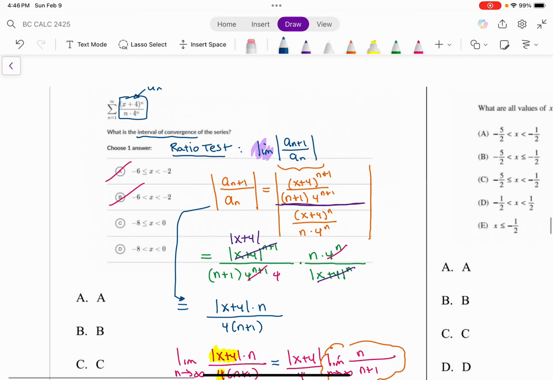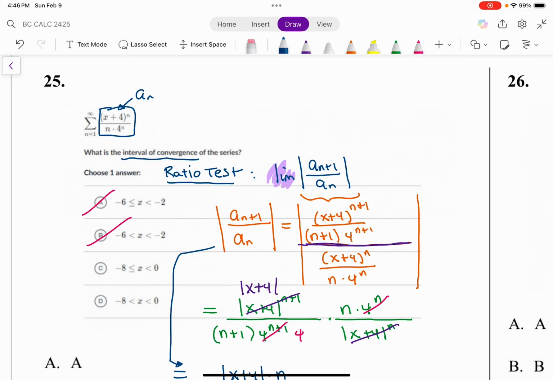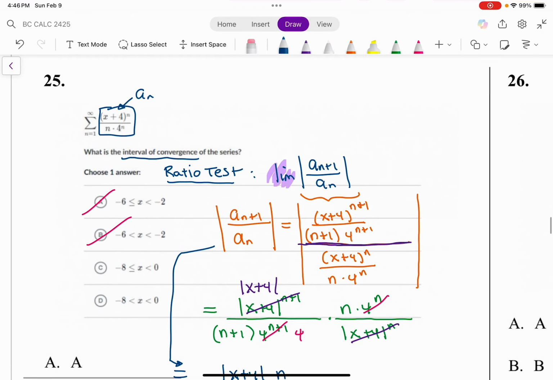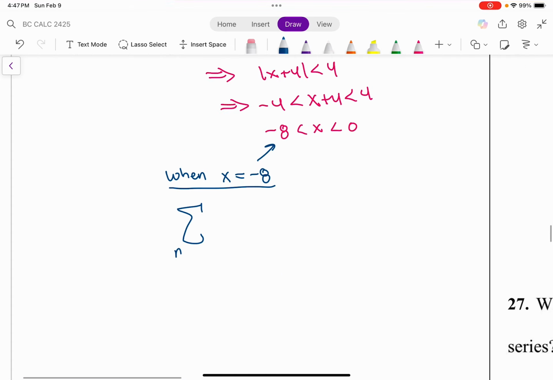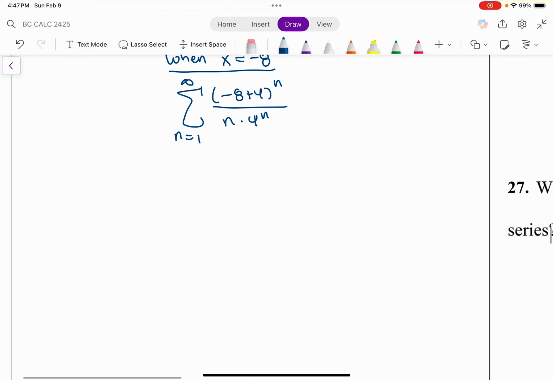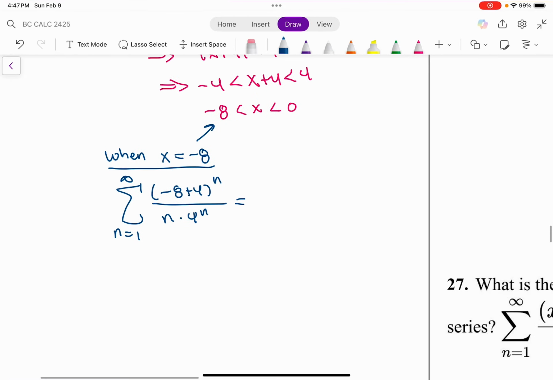So we're going to plug in -8. When x is -8, we get -8 plus 4 to the n. So our series becomes, what's it starting at again? 1 to infinity of -8 plus 4 to the n over n times 4 to the n. Just double checking, yeah. And so what does this become? This is -4 to the n over n times 4 to the n.